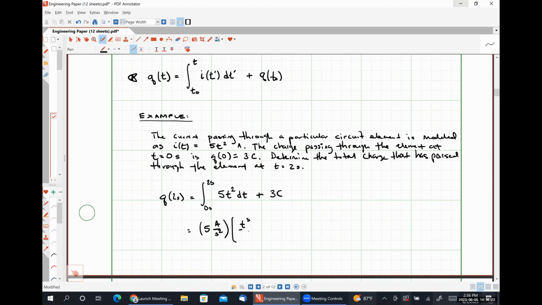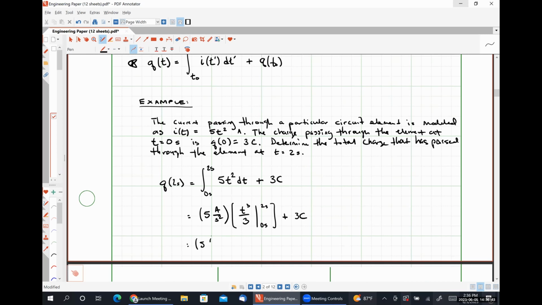So we're going to have t cubed over 3 evaluated at 2 seconds and 0 seconds, and then to this number we're going to add 3 coulombs. I want to be clear that this 3 coulombs is outside the integral. So that's 5 amps per second squared times 8/3 seconds cubed, plus 3 coulombs. That's 40 over 3 amp seconds, which is the same thing as a coulomb, plus 3 coulombs, which is 49 over 3 coulombs. That's the total amount of charge that passed through our circuit element at t equal to 2 seconds.